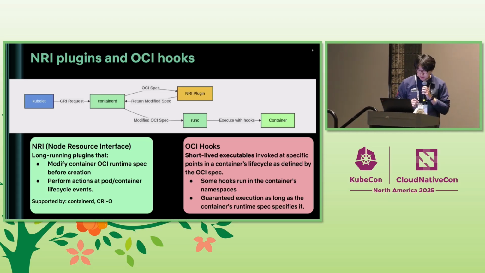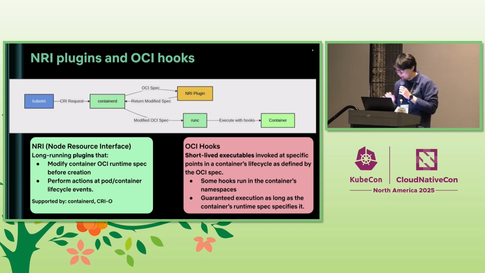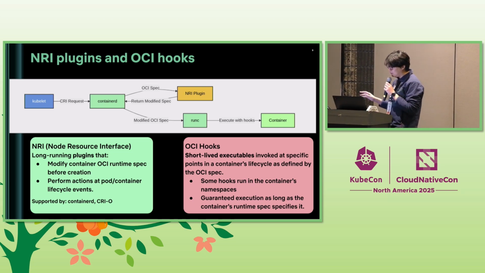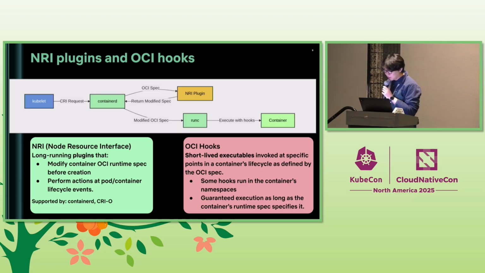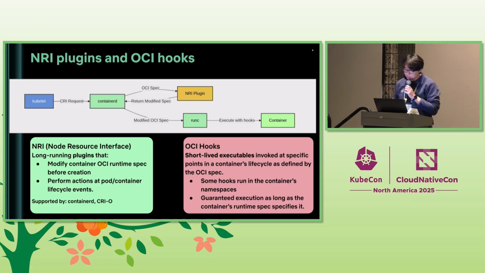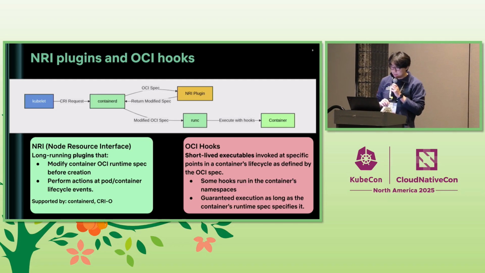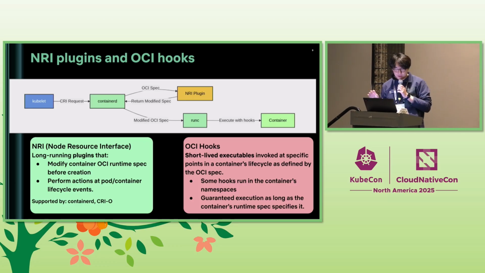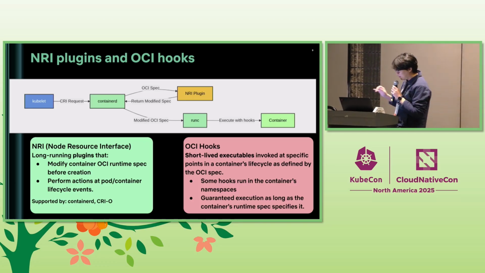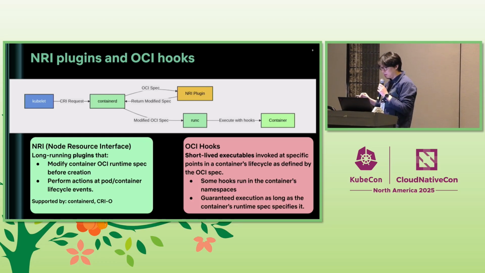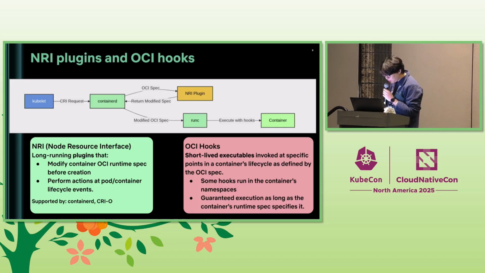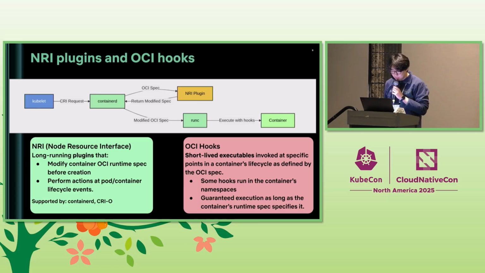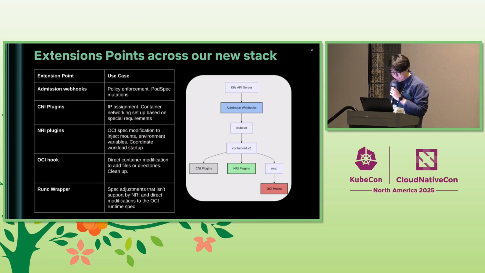Another neat property of OCI hooks is that they're guaranteed to execute by the lower level runtime, like runC, as long as they're configured in the OCI runtime spec for each container. This makes them particularly reliable for critical operations like cleanup and teardown. Even though other components fail, and a container is running, the hooks will still run as long as they're declared as part of the runtime spec. Next, I'll show how these extensions fit into our new runtime stack.